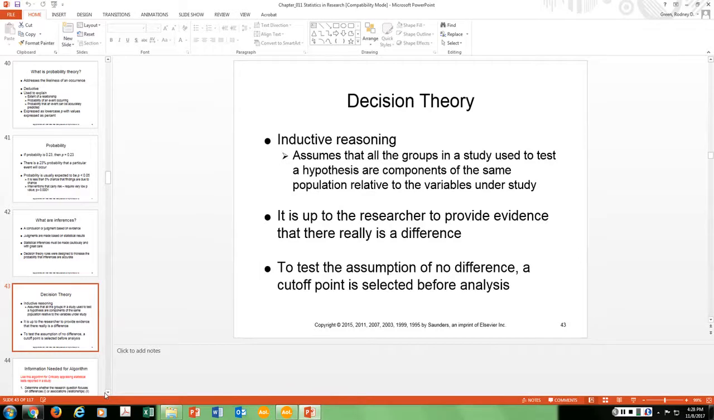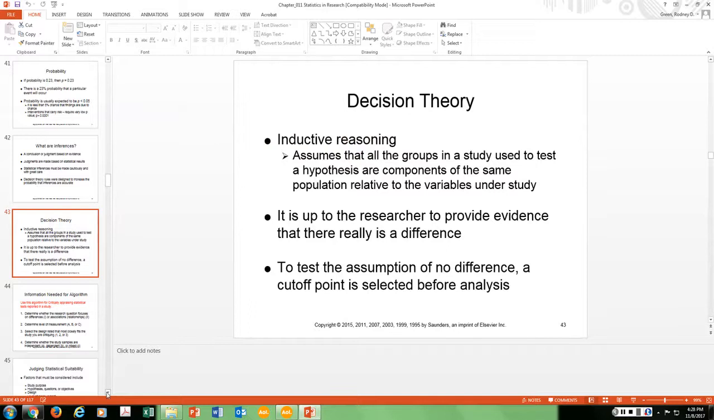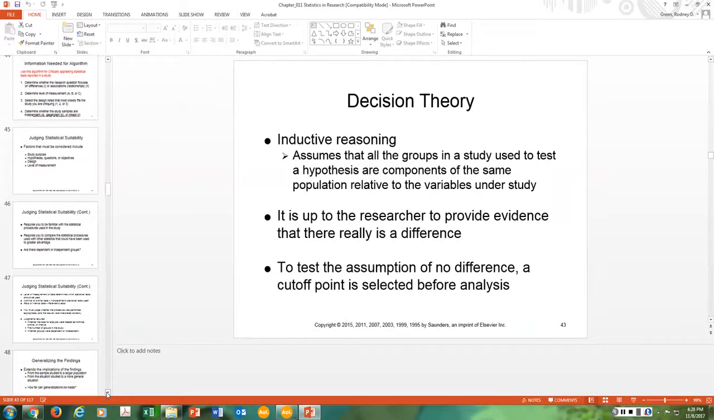Now we have a few words about decision theory. This is an inductive reasoning process. It assumes that all the groups in a study used to test a hypothesis are components of the same population relative to the variables under study. It's up to the researcher to provide evidence that there really is a difference at the end of the intervention. To test the assumption of no difference, a cutoff point is selected before analysis.